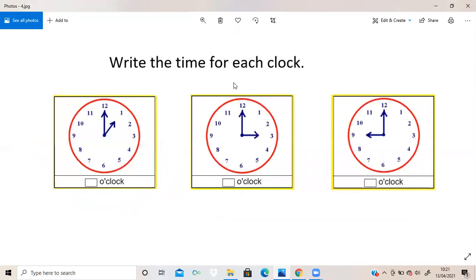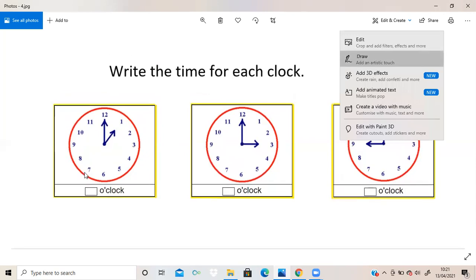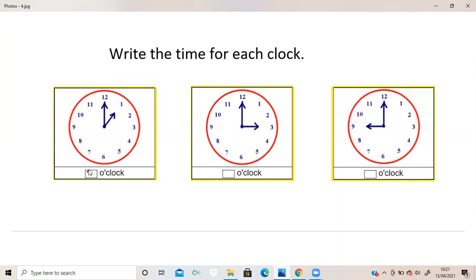Write the time for each clock. We can see there are 3 clock pictures. In the first one, we can see the minute hand is pointing at 12, and the shortest hand, the hour hand, which is obviously the hour hand, is pointing at 1. So the time is 1 o'clock. It's very easy to remember. So the time is 1 o'clock.